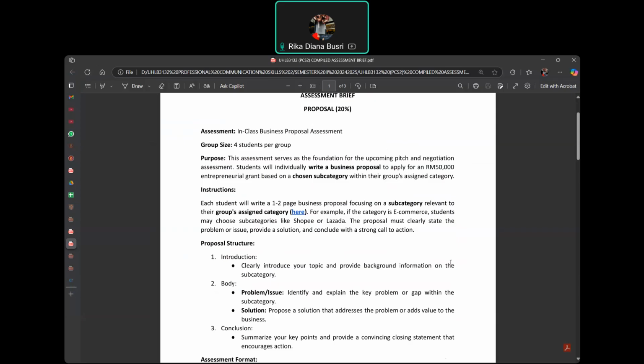Okay, now let's move on. What do you need to have in your proposal, right? What do you need to have? What is the structure?